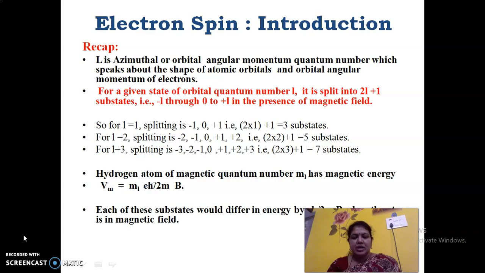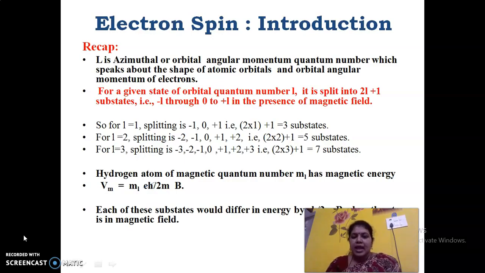We have three other quantum numbers. n is the principal quantum number giving the energy of the electrons. l is the azimuthal quantum number, which gives the possible orientations and magnitude of the orbital angular momentum. We have ml, which is the magnetic quantum number, and another one, the spin quantum number. So a given state of orbital quantum number l gets split into 2l plus 1 substates in the presence of a magnetic field, running from minus l to plus l through 0.